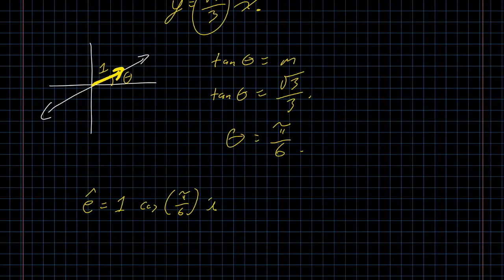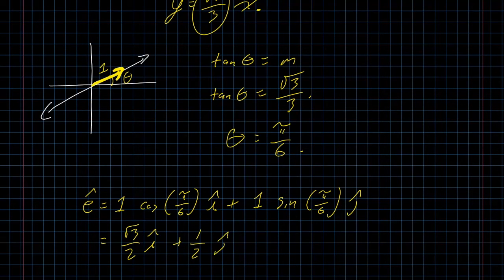And since that's the x component, we multiply it by the x component unit vector i hat. And then the y component will be 1, r, times the sine of theta, which is still pi over 6. And then we multiply that by the unit vector for the y component, j hat. Of course, sine of pi over 6 is 1/2. Cosine of pi over 6 is root 3 over 2. And we have that this unit vector is root 3 over 2 i hat plus 1/2 j hat.